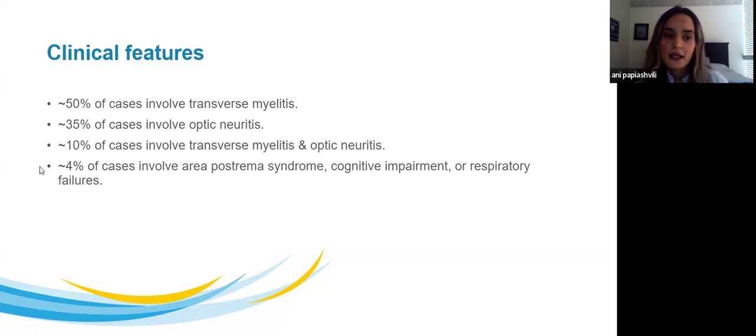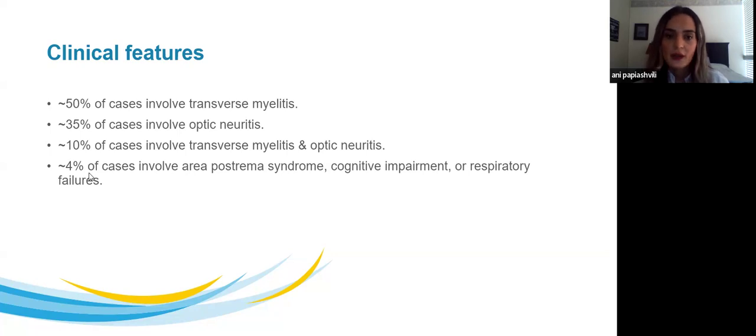Okay, and another one, in 10% of cases, it involves transverse myelitis and optic neuritis together. And the last one, in 4% of patients, it is also characterized by area postrema syndrome. I hope you remember that the area postrema is located in the medulla. So this area postrema is very important. In a patient with neuromyelitis optica, if we have involvement of the area postrema, patients will develop nausea, vomiting, for example, and hiccups. So this is a very important characteristic feature for neuromyelitis optica.